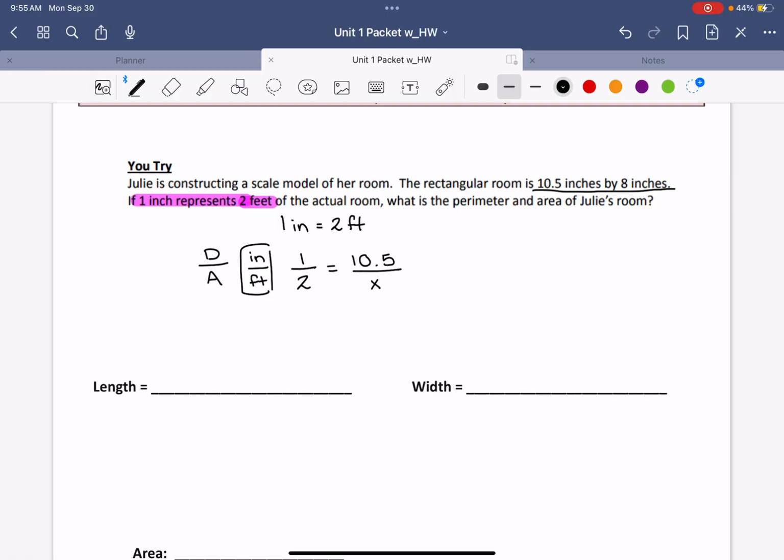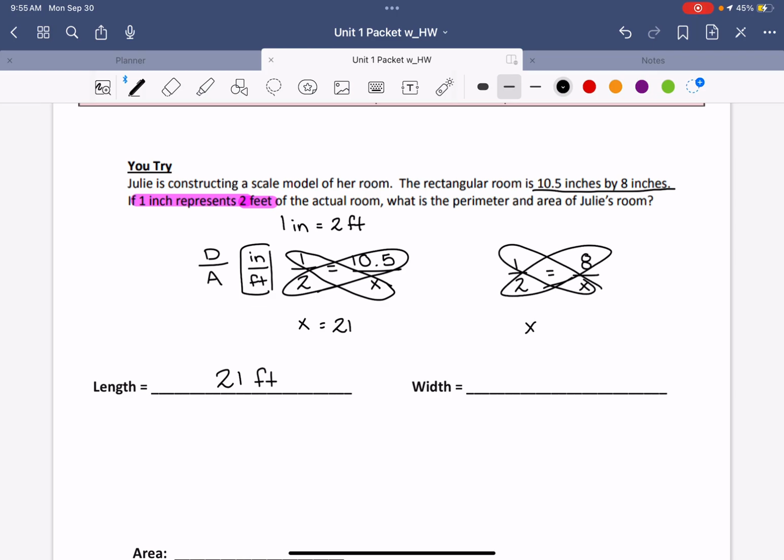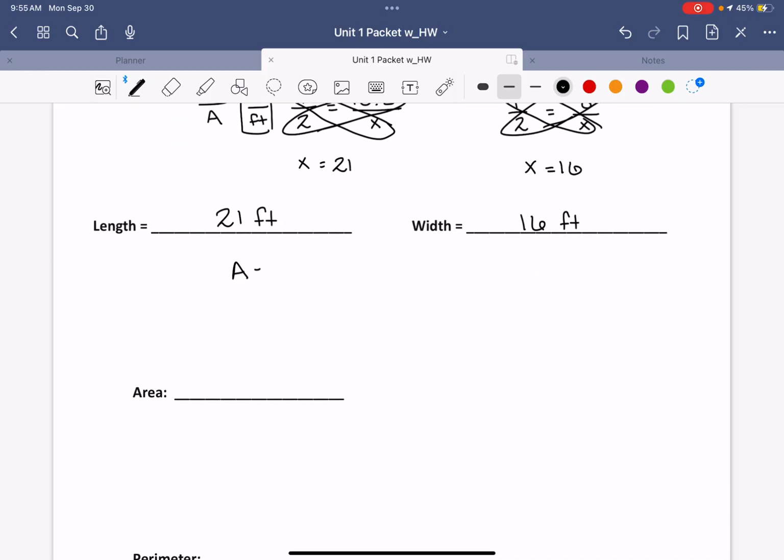So 10.5 over x, cross multiply. So x equals 21. So 21 feet. I'm going to do that again. 1 over 2 equals 8 over x, and cross multiply to solve. So x equals 16, so the width is 16 feet. I'm going to use those values and plug them into my formula. Area equals length times width, 21 feet times 16 feet. That should have given you 336 feet squared.